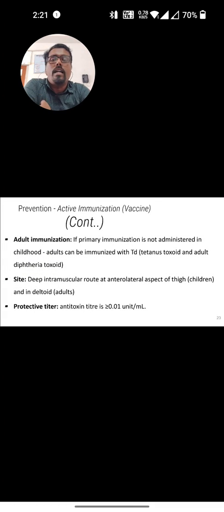In adult immunization, if primary immunization is not administered in childhood, adults can be immunized with TD, tetanus toxoid and adult diphtheria toxoid. The site of injection is usually the deep intramuscular route at the anterolateral aspect of the thigh in children, and in adults it is the deltoid region. Antitoxin titer of more than or equal to 0.01 unit per ml is considered protective in nature.